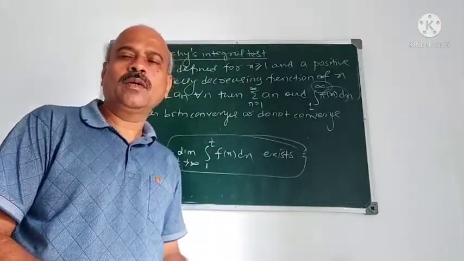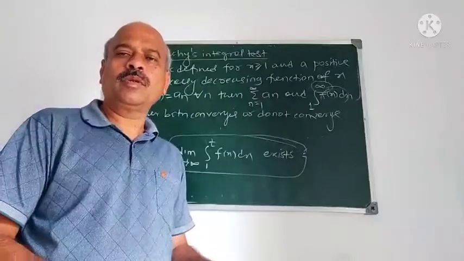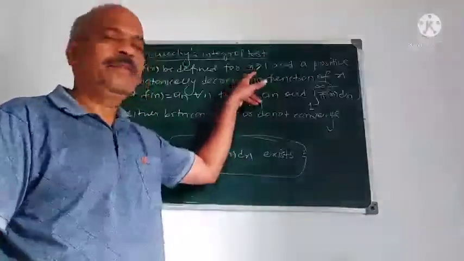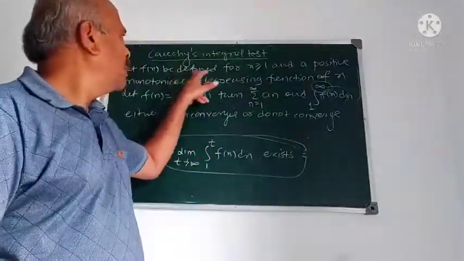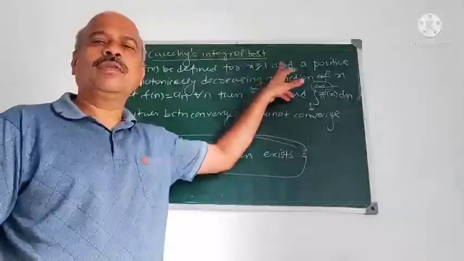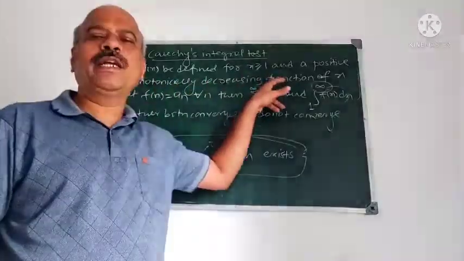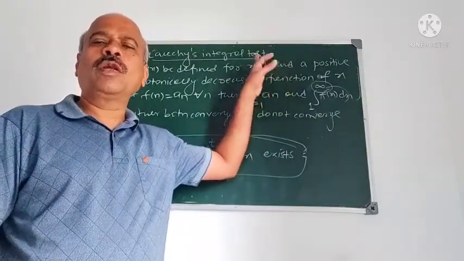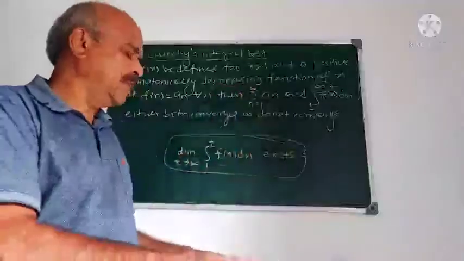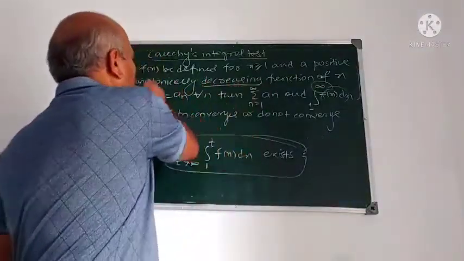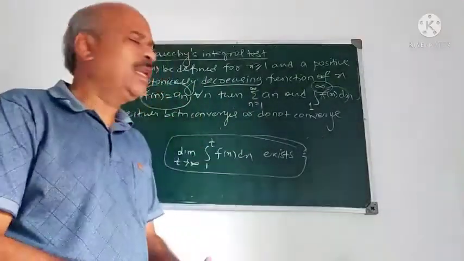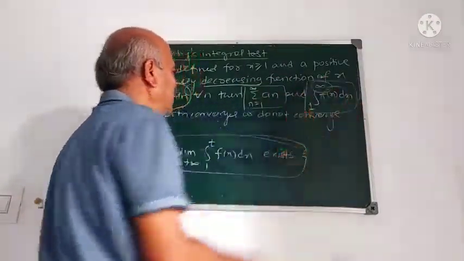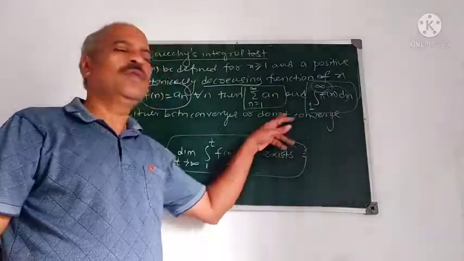Our topic is Cauchy's integral test and problems on Cauchy's integral test. What does Cauchy's integral test say? Here, if f(x) is positive, defined for x greater than or equal to 1, and monotonically decreasing — two conditions on f(x) — f(x) is positive, a monotonically decreasing function of x, and f(n) is a_n for all n. Then the sum of a_n and the integral from 1 to infinity of f(x) dx either both converge or both do not converge.